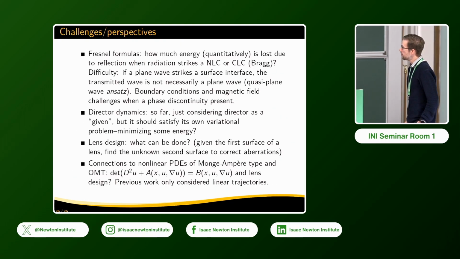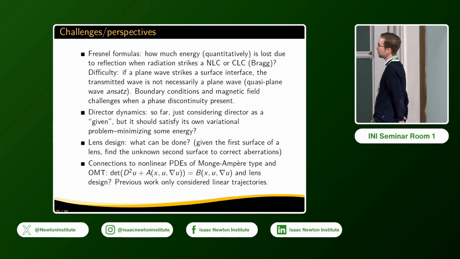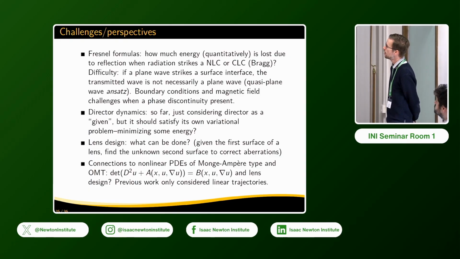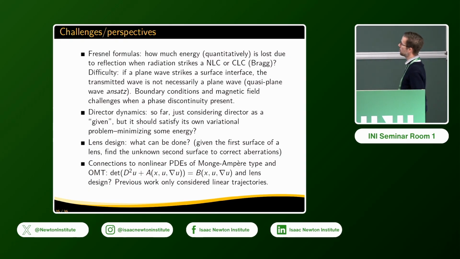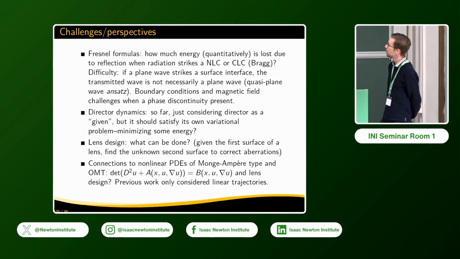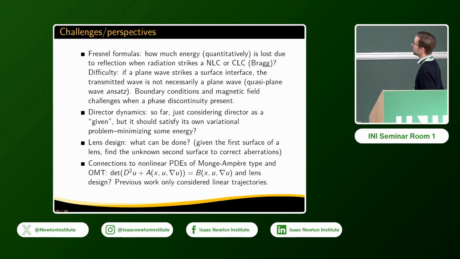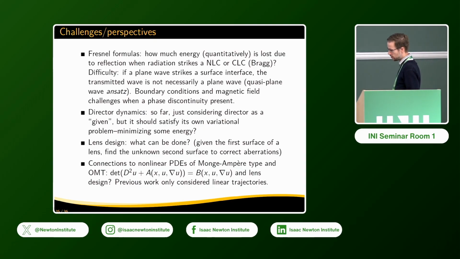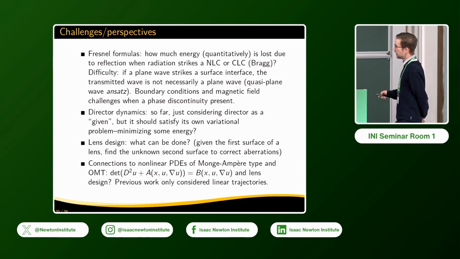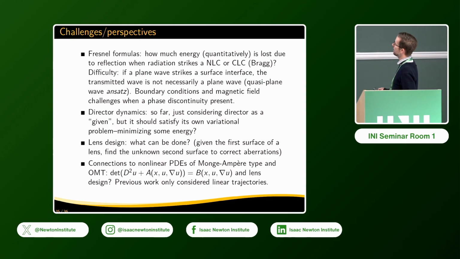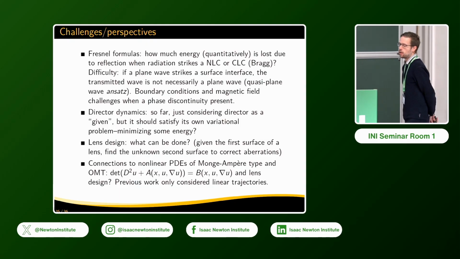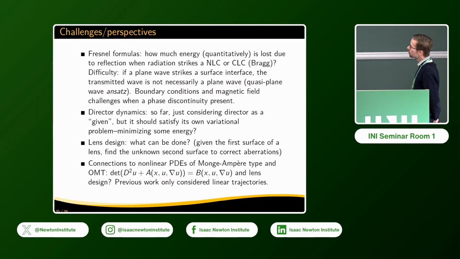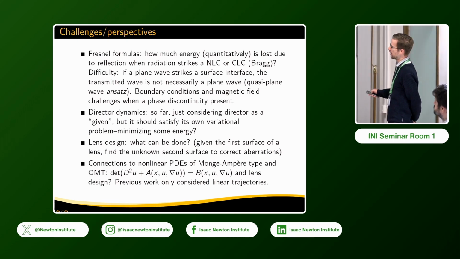Okay, so let me end just with some challenges. Like I said, I could have spent the whole time just talking about challenges. One of the things we're interested in is calculating precisely and quantitatively Fresnel formulas, in the sense of wanting to understand precisely how much energy is transmitted or lost due to reflection, for example, at an interface of a nematic or a cholesteric. The challenge is when you have such a surface and a phase discontinuity, even if you have a plane wave striking your interface, then the transmitted wave, whatever that may mean, is not necessarily a plane wave. You're going to have a general quasi-plane wave. So this produces mathematical difficulties because you actually have to compute the magnetic field, which is quite difficult.